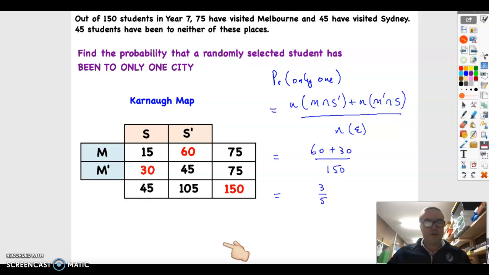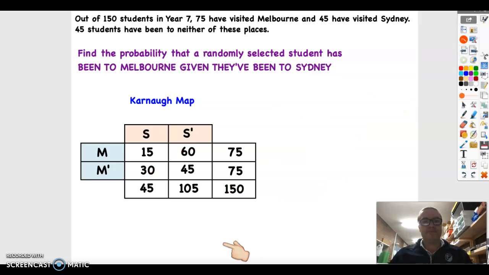So we're looking at the 30 students and the 60 students out of the whole sample space, which gives us 3/5. This is where we start working with conditional probability. We're now being given a bit of extra information about the randomly selected student. They're not purely random. We've been given some information that this randomly selected student has been to Sydney, and we're looking for the probability that they've been to Melbourne.